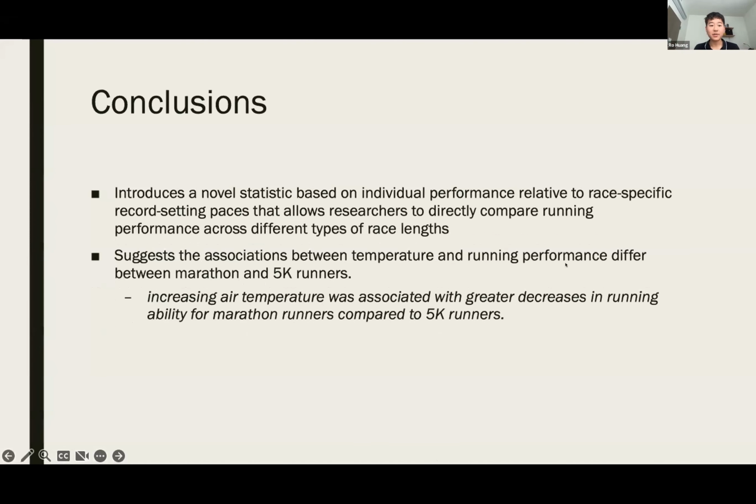So as a final conclusion, in this paper we introduced a novel statistic based off of individual performance relative to race-specific record-setting paces. We ultimately suggested that the difference of temperature's effect on running performance is significant between marathon and 5K runners, where increasing air temperature was associated with worsening running performance in marathon versus 5K.